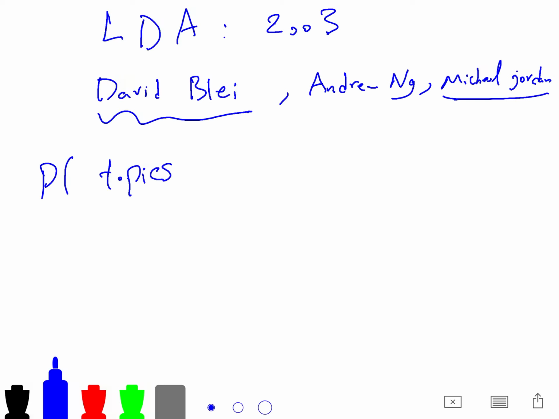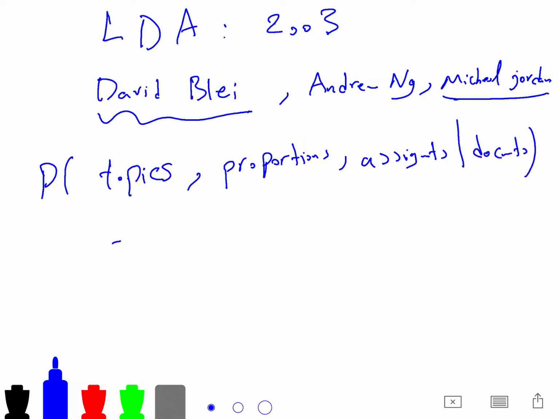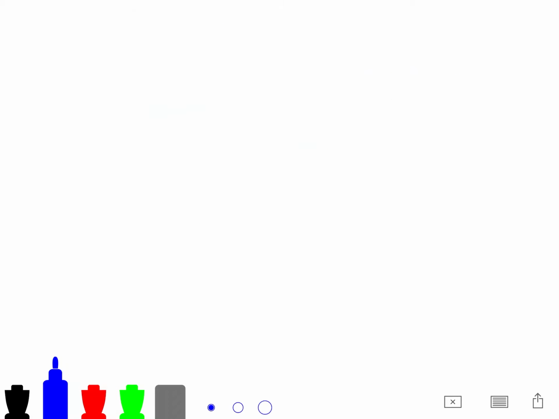So the probability of topics and the proportions and the assignments given the documents. This is the probability of beta and z and theta given your documents, because a document is just a set of words. So what you should notice is that a document is a distribution over topics, and a topic is a distribution over words.